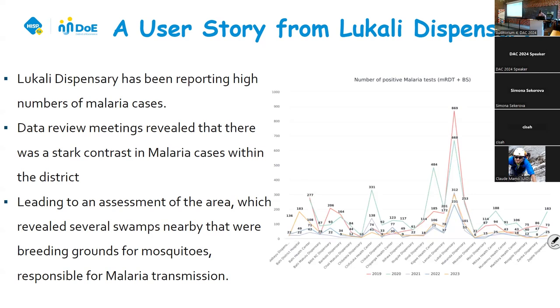This particular facility has been reporting very high malaria cases throughout a number of years. As you can see, the numbers are very high, while hospitals and health centers in Dodoma were reporting lower numbers. So during these data review meetings, the question came up why Lukali dispensary was having a lot of malaria cases while other facilities were not. The malaria coordinator picked this up during the data review meetings because everyone was presenting their data, and then they followed up. One thing they noticed was that there were some swamps near that area, which are breeding grounds for mosquitoes.